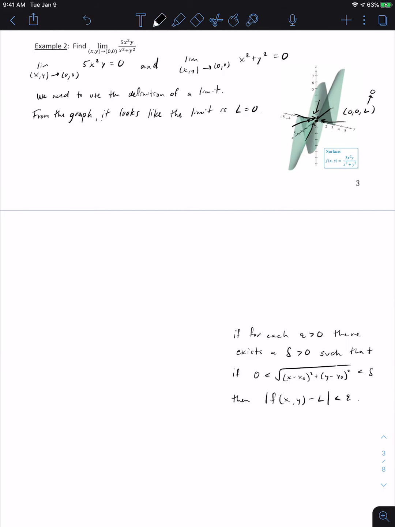Remember, the key here is that there exists a delta for each epsilon. So we're going to do some side work to figure out what delta is, and once we find that delta, we'll show that it holds, and that means the limit exists. So this is side work to find delta. That's how these proofs work.